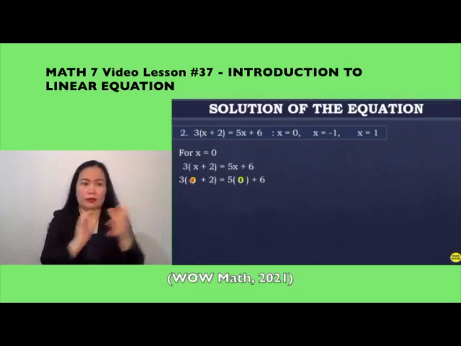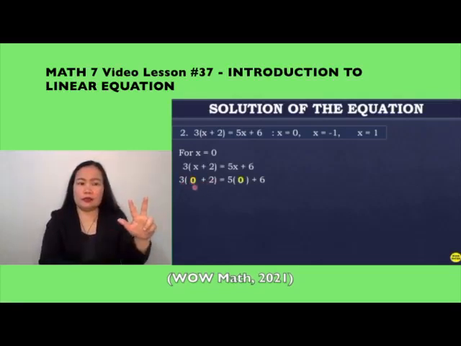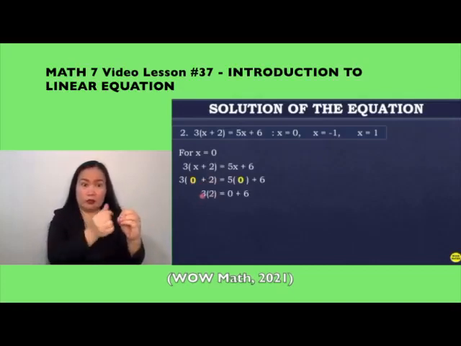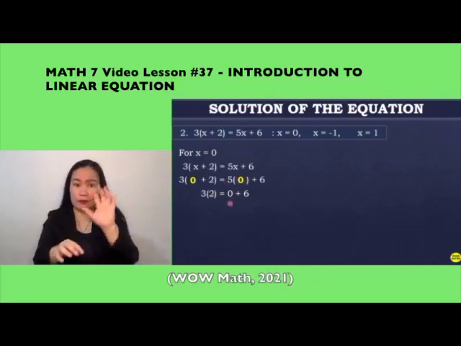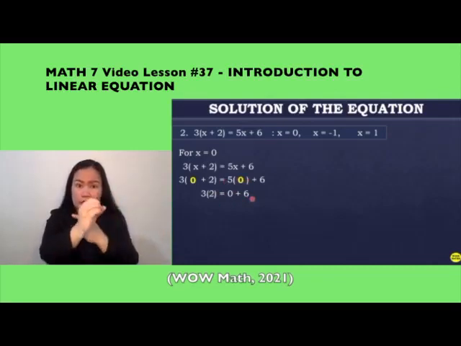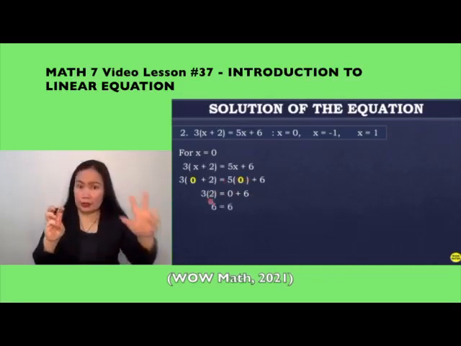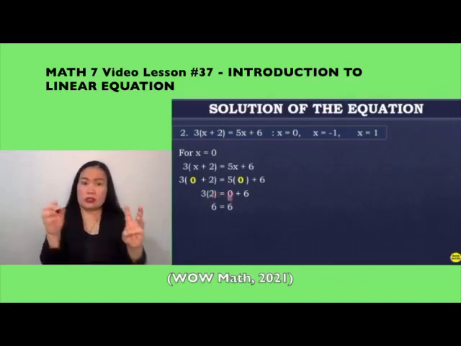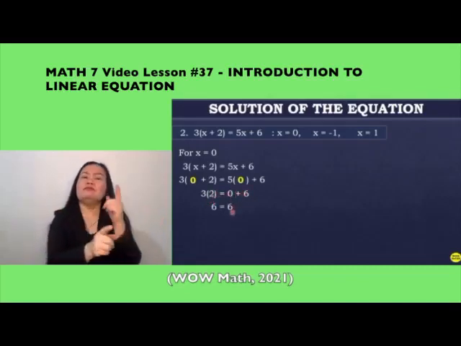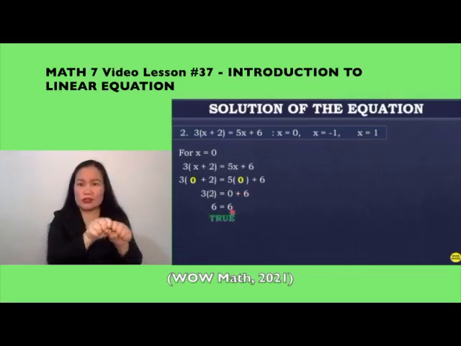Okay? So, now, kapag ganito po, unahin po natin yung nasa parenthesis. So, that is 0 plus 2, that is 2. So, 3 times 2 na siya. Equals 5 times 0, that is 0, plus 6. Okay? So, 3 times 2, this is 6. Sa right side natin, 0 plus 6, this is also 6. Okay. So, this is a true statement.